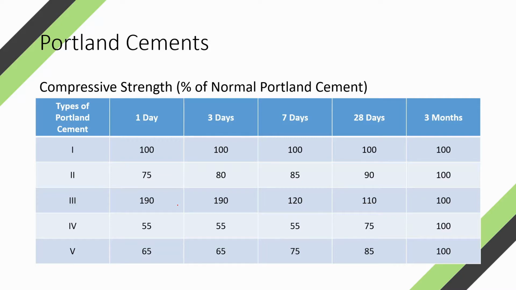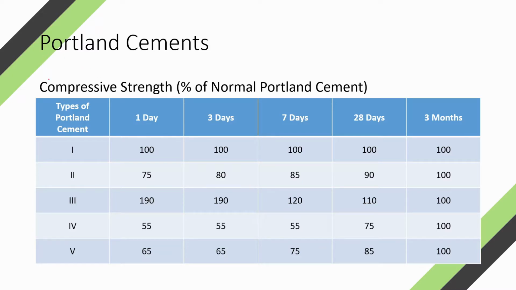So, ito, makikita natin. So, type 1, it is used where there is no severe climate changes or severe exposure to sulfate attack from water or soil. Its uses include reinforced concrete buildings, pavements, sidewalks, bridges, railings, tanks, reservoirs, floors, curbs, culverts, and retaining walls.